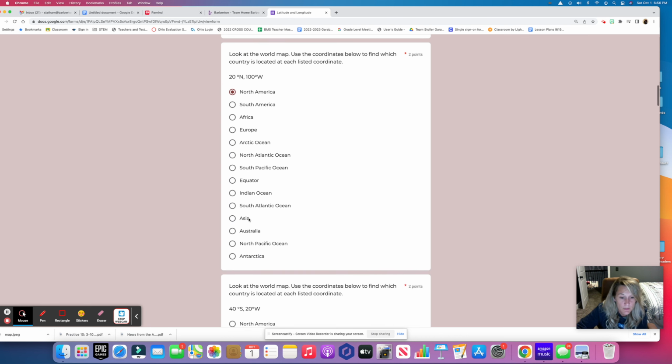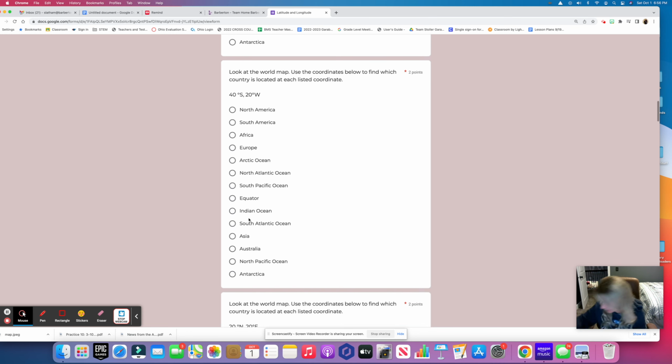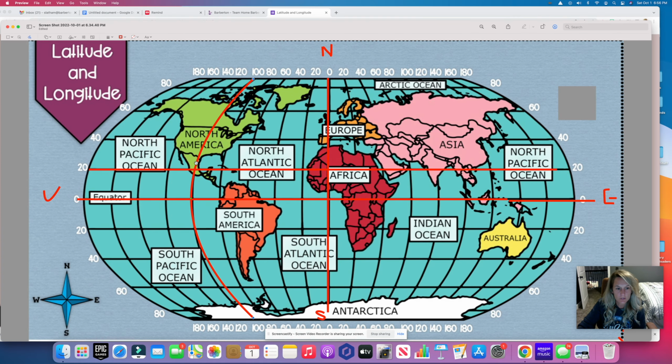Okay, let's maybe just do one more together, just to be safe. All right, let's write it down. So the next one, we have 40 degrees south, 20 degrees west. Okay, so let's go back to our map. I'm going to delete the lines I don't need. Voila. Okay, so 40 degrees south.